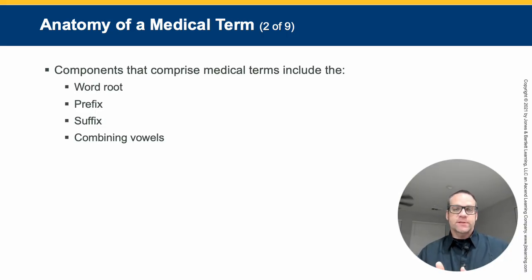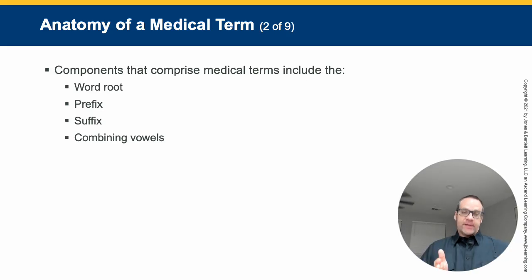Then we have a prefix. This comes at the beginning of a term and usually describes a location, intensity, time, or a number, okay? It's going to modify the meaning of the word root. For instance, brady means slow, while tachy means fast, and those are both prefixes. So when we pair that with pnea, for example, which means breathing, we get bradypnea or tachypnea. Okay, so that means either breathing too slow or breathing fast.